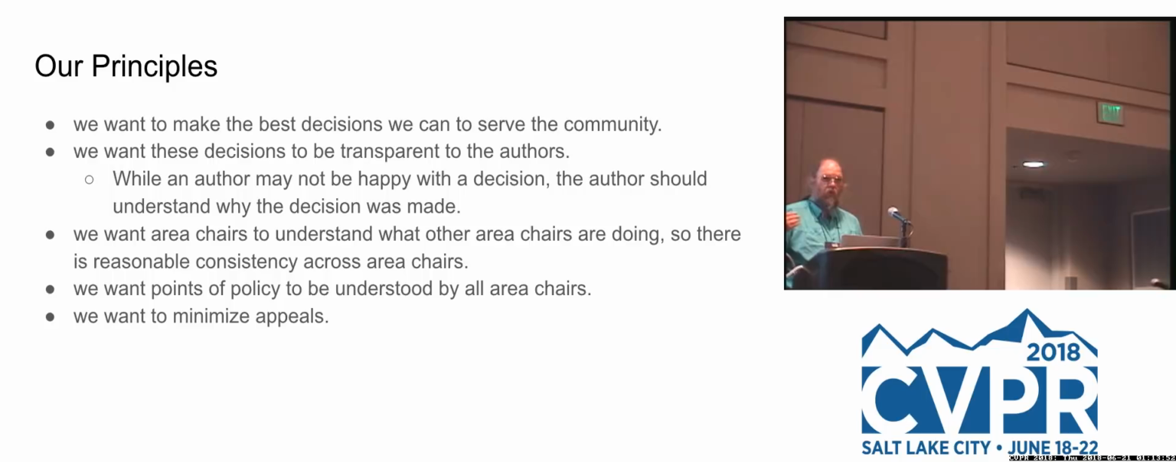I've been doing this for years. I've never actually met a happy author. I believe they exist, but whatever. While an author may not be happy with a decision, the author should understand why the decision was made. We want the area chairs to understand what other area chairs are doing, so there is reasonable consistency. People can't march in step doing these jobs, but they should understand how other people are thinking. We want the points of policy to be understood by all area chairs, and we want to minimize appeal.